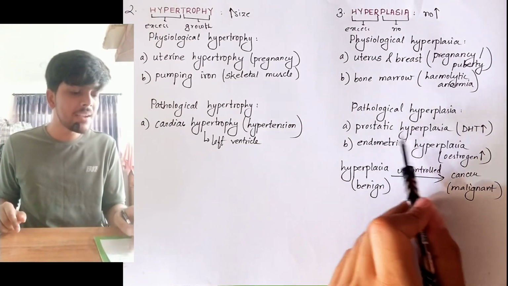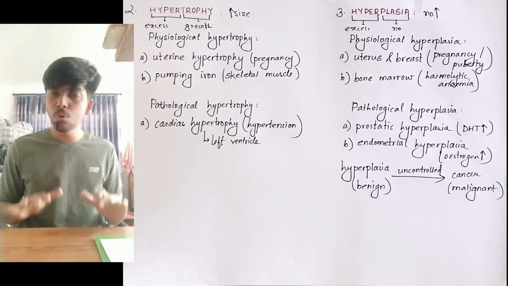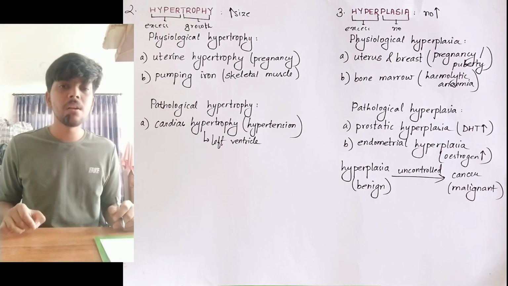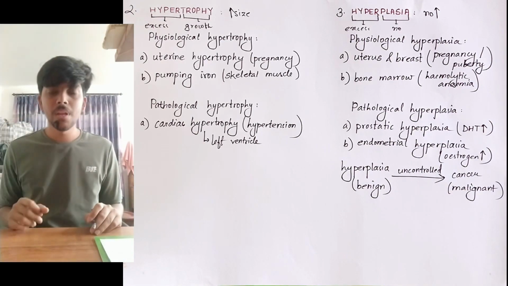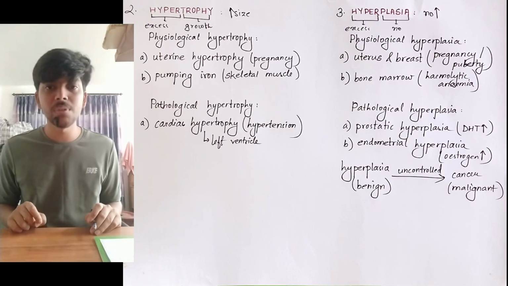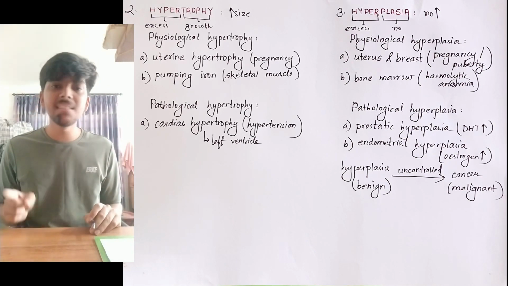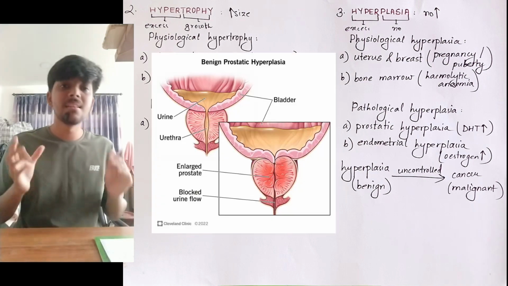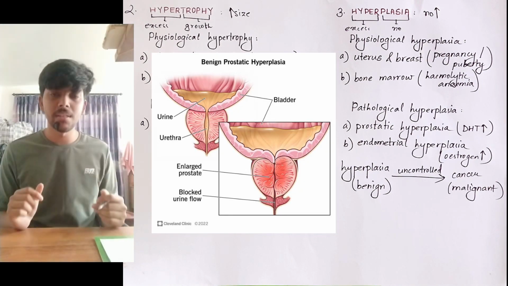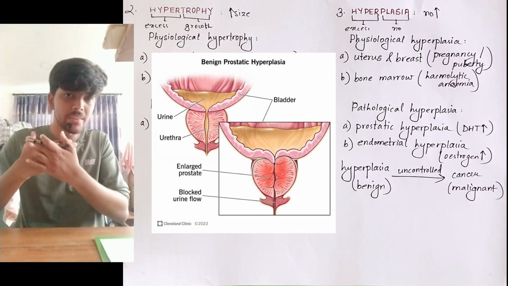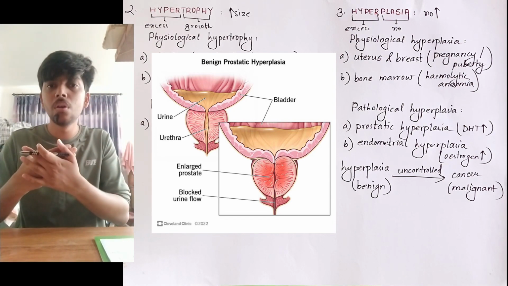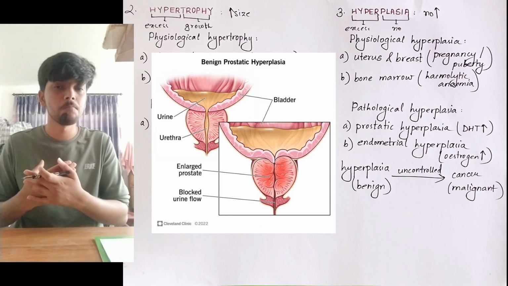Next, pathological hyperplasia. First, prostatic hyperplasia. As you grow older, the secretion of dihydrotestosterone increases, which increases the number of cells in the prostate gland. Due to the increase in the number of cells, the size of the prostate gland also increases. The increased size of the prostate gland presses on the urethra, and this brings about urinary complications.